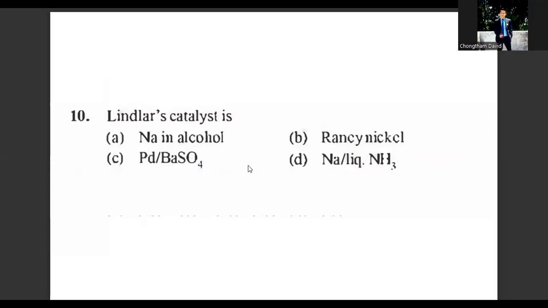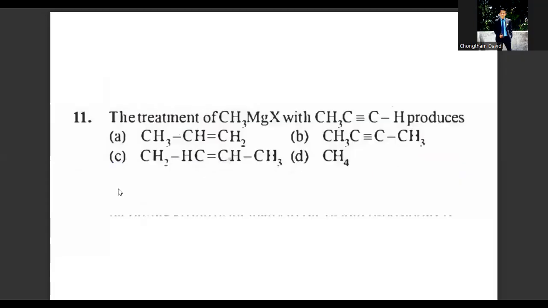Lindlar's catalyst is, this is a concept question. Question number 9, question number 10, Lindlar's catalyst will be palladium and barium sulfate. Option C. Let's read question number 11. The treatment of Grignard reagent with butyne produces methane gas. You can write the reaction for this.